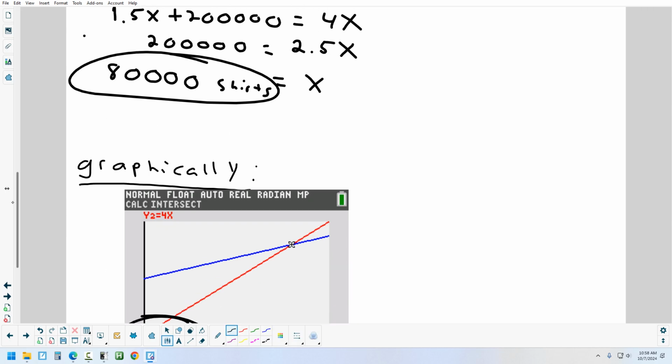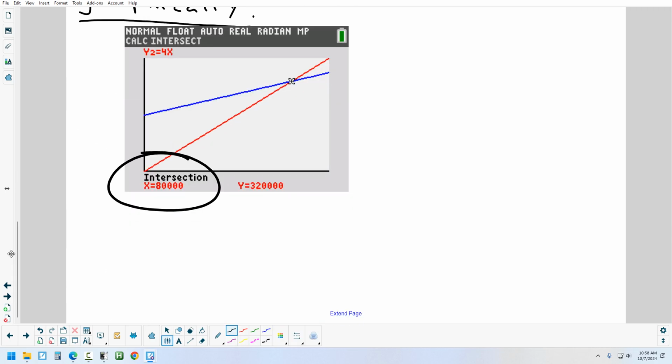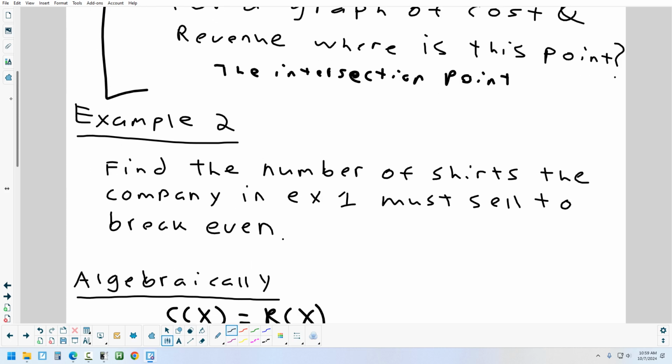80,000 shirts. Now, if I make 80,000 shirts, how much will it cost me based on that graph? Yep. $320,000. It's going to cost me $320,000 to make 80,000 shirts. How much revenue will I have if I make 80,000 shirts? 320,000. I'll have the same amount, $320,000. Yep. And that's all that was left in that section.